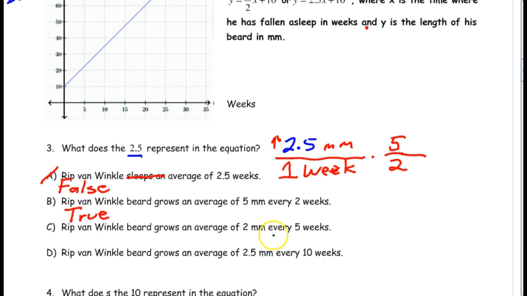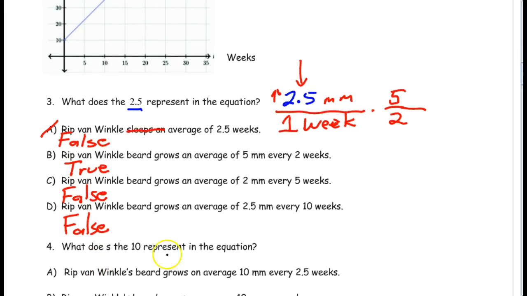All right. And so can it grow an average of 2 millimeters every 5 weeks? Well, no, because 2.5 takes 1 week, so 5 weeks will be a lot more than 2 millimeters. So that's false. And then 2.5 millimeters every 10 weeks, no, we still know that it's 2.5 every single week. So that's false as well.